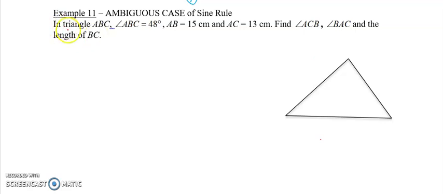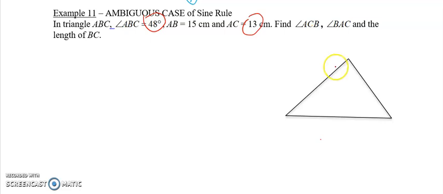Let's look at the information given. We have triangle ABC. You have angle ABC equals 48 degrees, so one angle is given. The question gives us two sides, AB and AC. Now what we need to do is check whether the shorter side is opposite this 48 degrees. If it is opposite, we have a very high chance that this is an ambiguous case. So when we find some of the angles inside here, there should be more than one answer, because a triangle can take more than one possible shape, possible form.